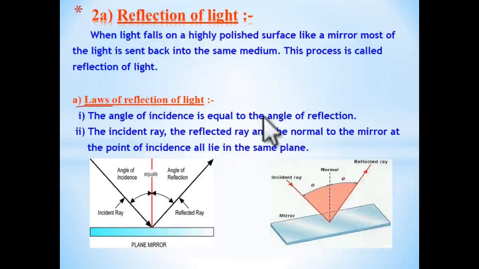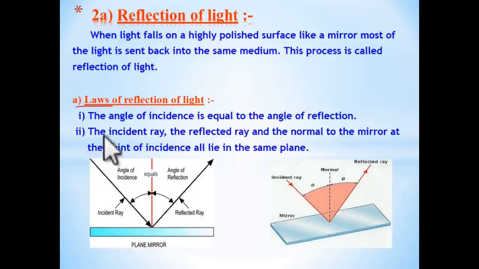Now there are two laws of reflection. The first law is the angle of incidence is equal to the angle of reflection. You see, this is the normal line on the surface. So here the light is striking with an angle theta, and it is getting reflected with an angle theta. These two angles are always equal.